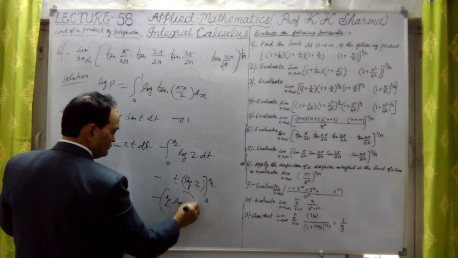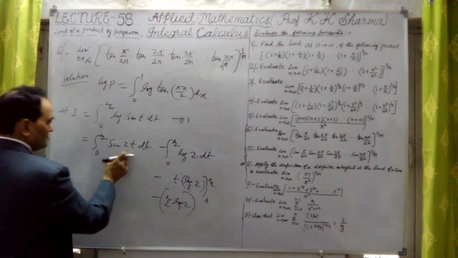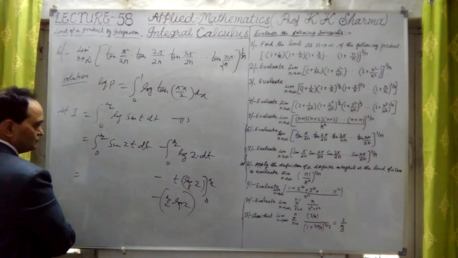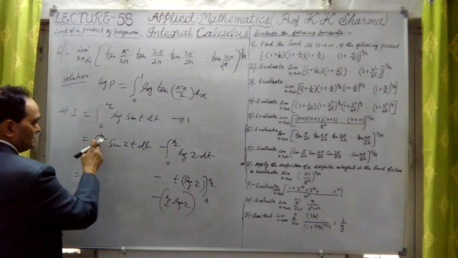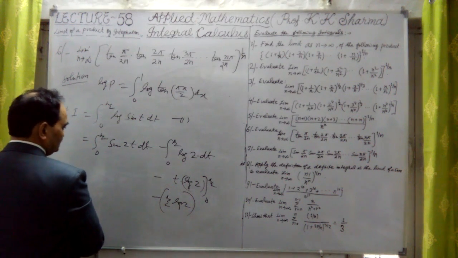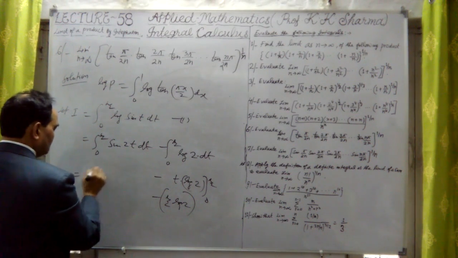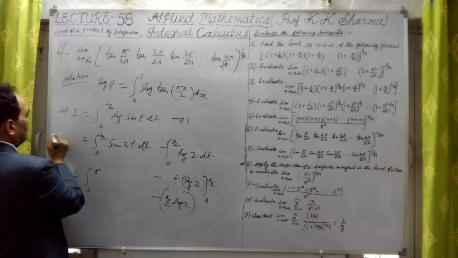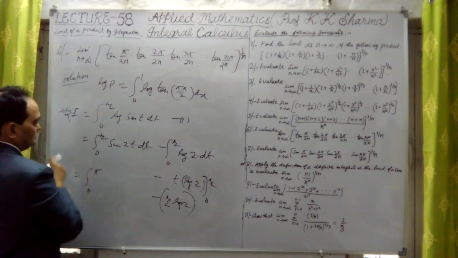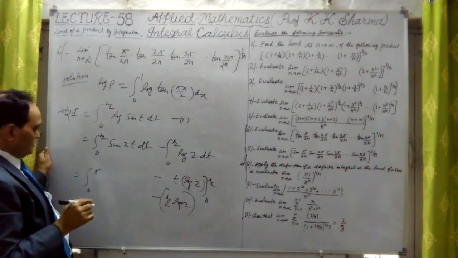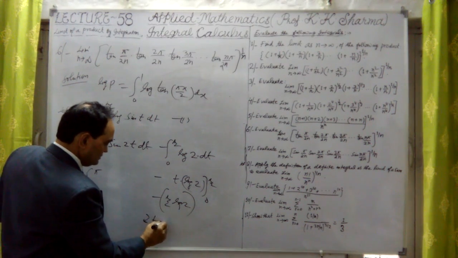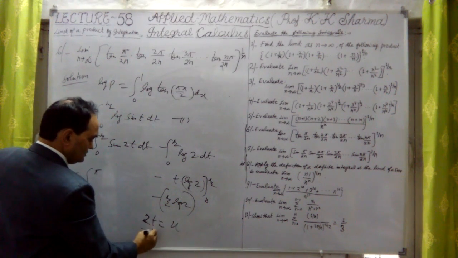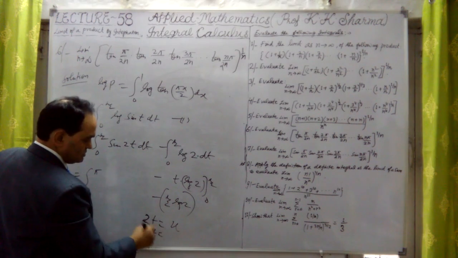This I was talking about, the value of that log sin t. But what about this? If I take 2t equal to x, any variable can be substituted here. Then pi by 2 dt will be pi here. It can be written as 0 to pi. This is twice I here. So let me put twice t equal to u, so 2 dt equals du.